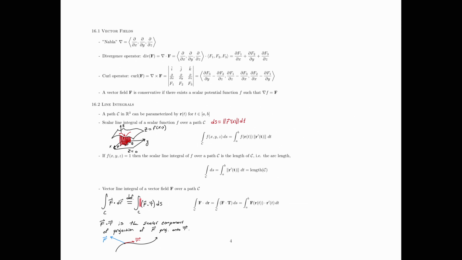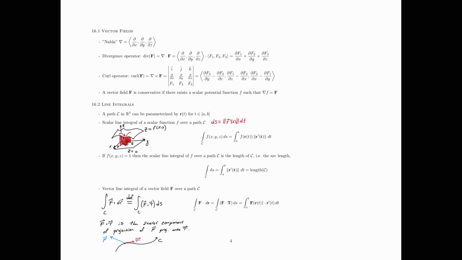But what's really important here is we're trying to chip away at what this is. Well, this ds is actually telling us a little length here. It's a little piece of this curve. That's what ds is. So you can think of this as a small arc length of this curve C.